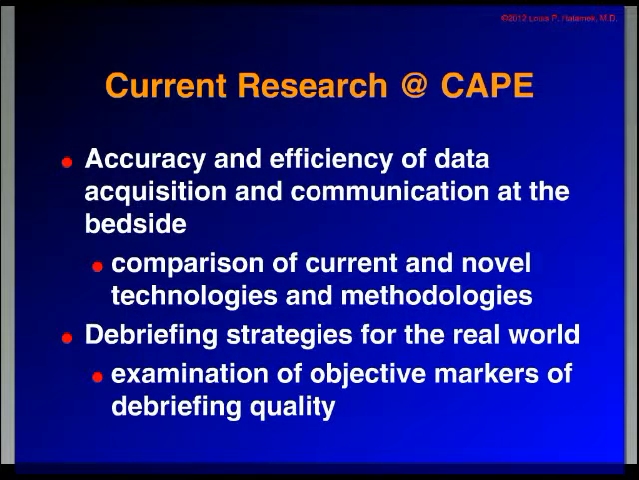A few other things just to make note of. We're going to use simulation to look at the accuracy and efficiency of data acquisition and communication or transfer at the bedside during rounds. We want to look at our current protocol or current model in our NICU and compare that to a model that we think is better. And again, we're going to look at not only how fast can people acquire the appropriate data, but can they communicate it more effectively when they have a different type of technology available at the bedside.